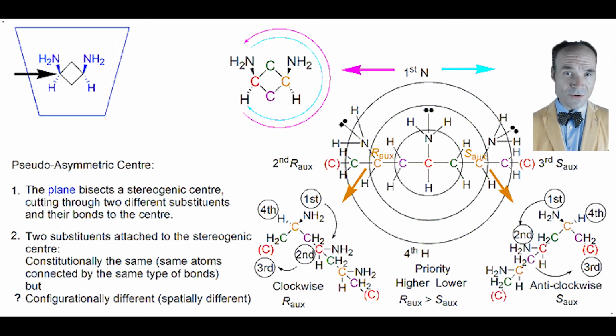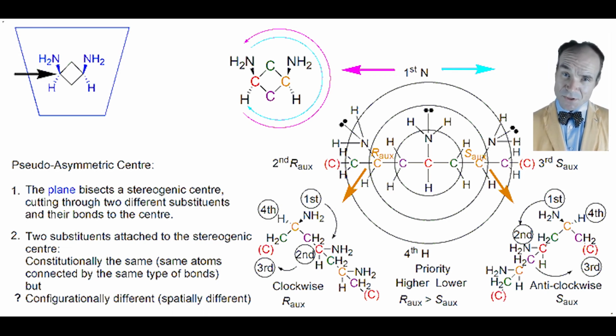Back to the original question. Are two groups attached to the red carbon configurationally different? Two of them are constitutionally the same, but going clockwise is S AUX and going anti-clockwise is R AUX. So they are not configurationally the same. So the red carbon is a pseudo-asymmetric center.